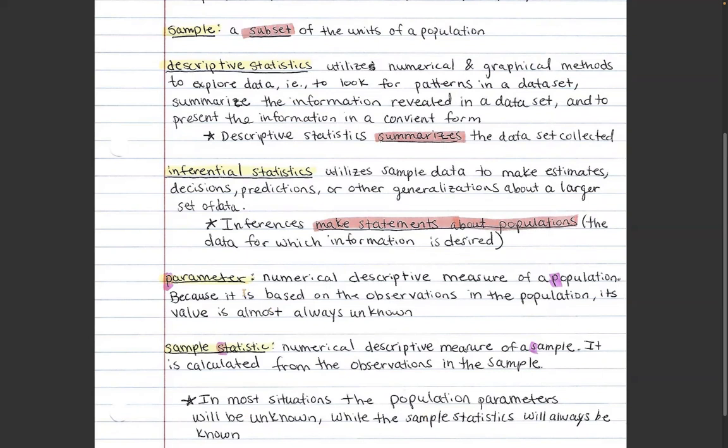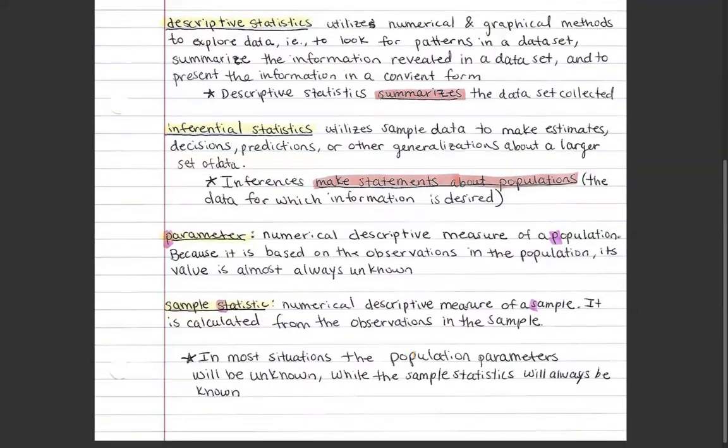And so a way that I remember and differentiate between parameter and statistic is, a parameter deals with a measure of the population, so I think P and P, whereas a sample statistic is a numerical descriptive measure of a sample, so I remember S and S. So that's just a little tip for differentiating a parameter and a statistic.